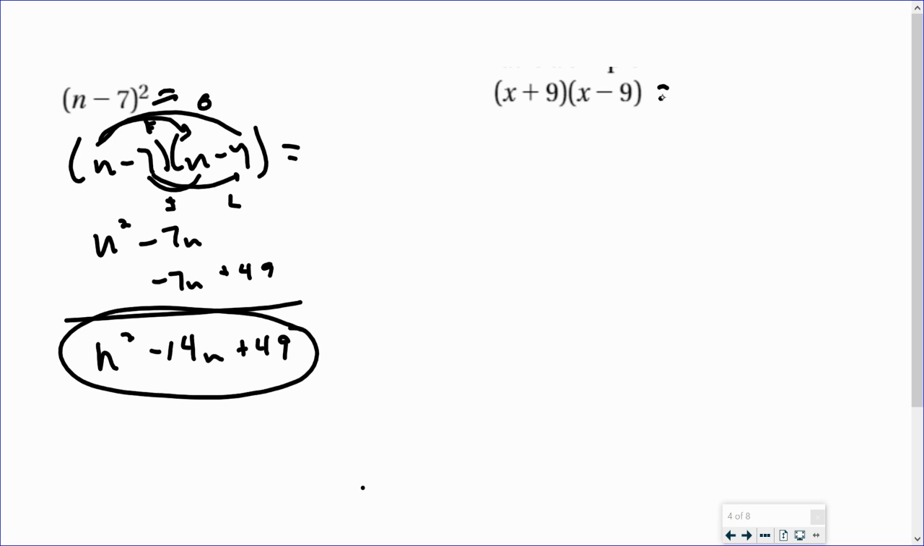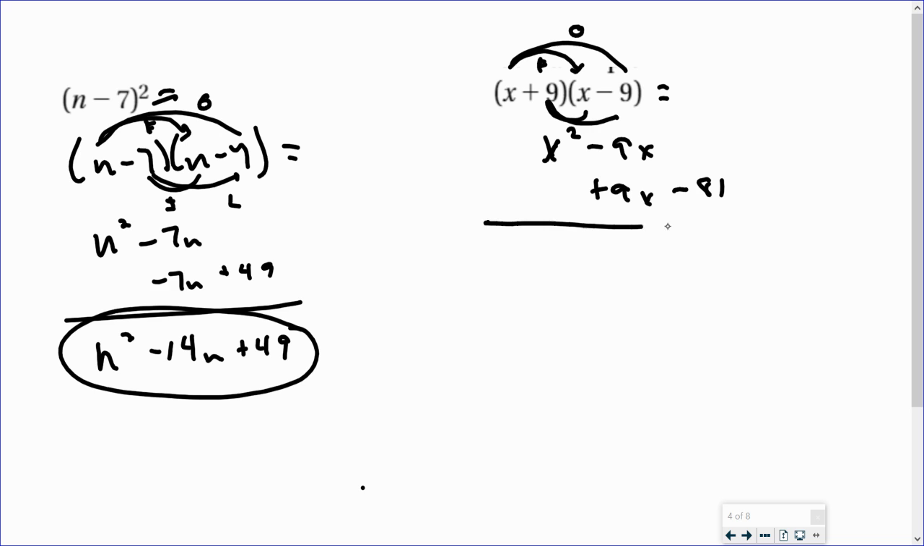So as I look at this one, it ends up to be the sum or difference. So as I go through and do this, again, I'm going to follow the same pattern. X times x is x squared. X times -9 is -9x. 9 times x is 9x. 9 times -9 is -81. I add those up. X squared. These two are the same but different signs, so they go away. -9x plus 9x is nothing. And then the other one comes down. And there you go.